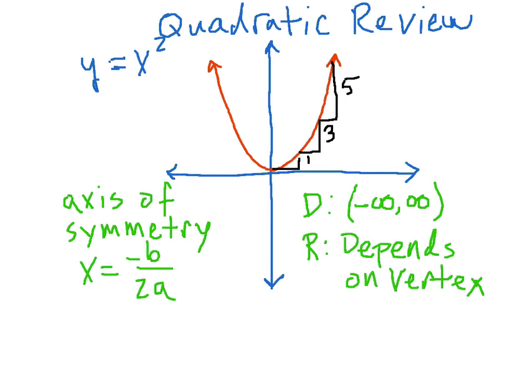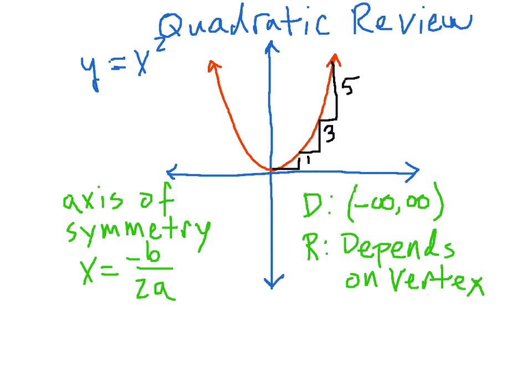Here we go with a review of quadratics. We're going to start with our basic x squared, and just remember that our x squared graph looks like a U-shape, and we grow at the rate of over 1, over 1, up 3, over 1, up 5. That's just the standard growth rate of any quadratic with dilation of 1.